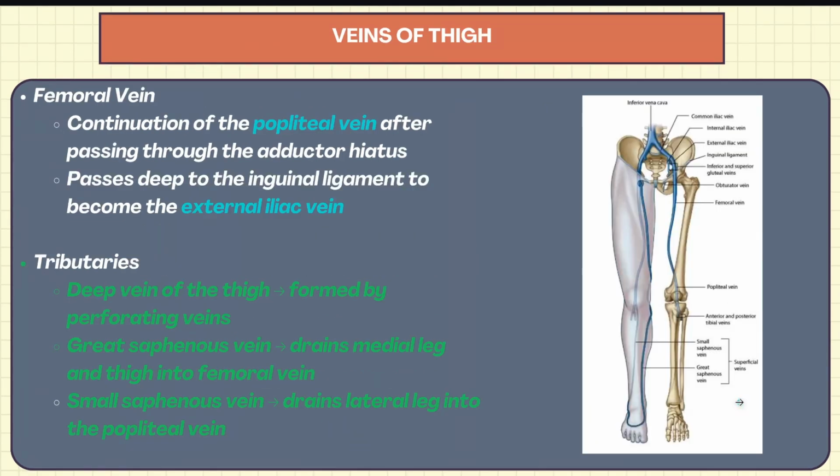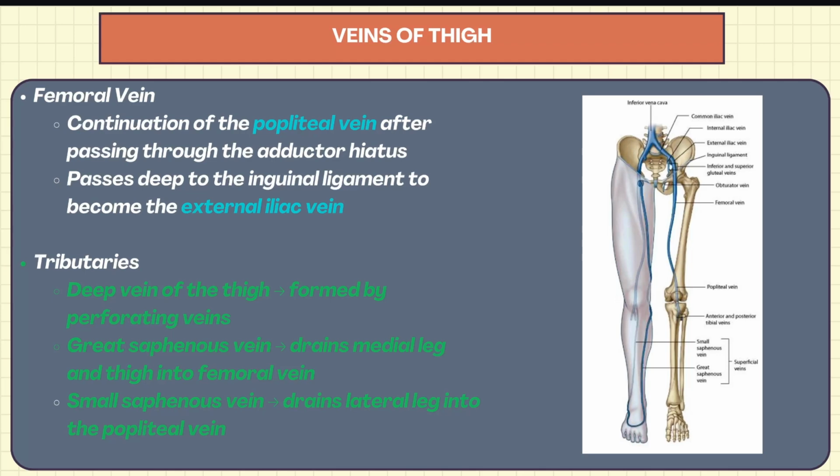So now let's start talking about the veins of the thigh. You'll have the femoral vein, which goes the opposite direction of the femoral artery. You're going to start off at the popliteal vein, and then go up, and you'll get the femoral vein over here, and then it becomes the external iliac vein. So it's a reverse process.